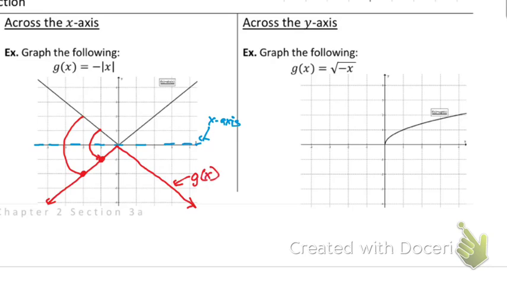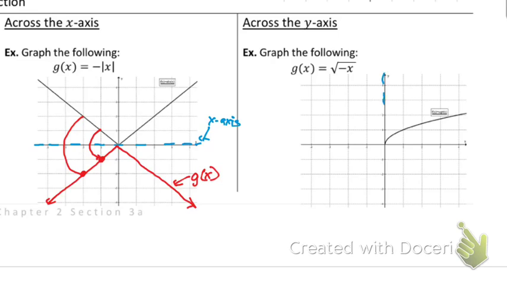That is if you have a negative on the outside of your parent function. If you have a negative on the inside of your parent function. So note, my parent function here would be square root of x. If it was negative square root of x, I reflect it across the x-axis. However, this is square root of negative x. The negative's on the inside. If the negative's on the inside, you then reflect across the y-axis. Once again, a negative on the inside of your parent function goes across your y-axis.